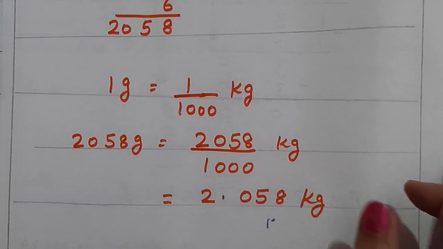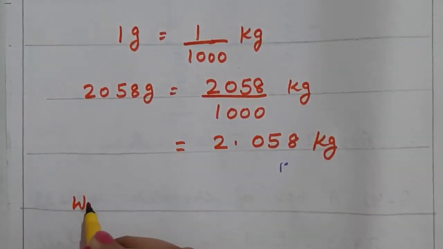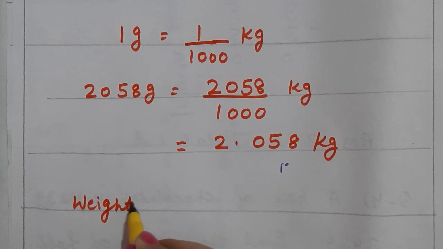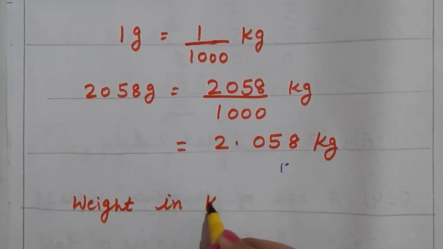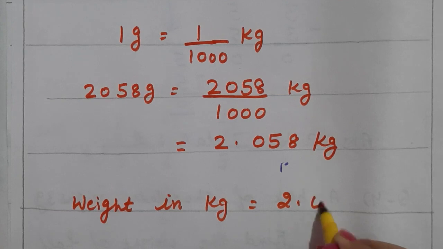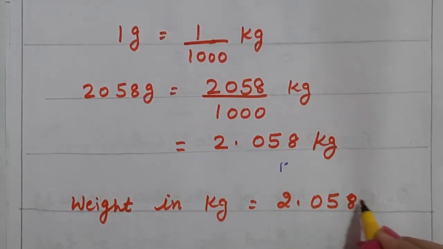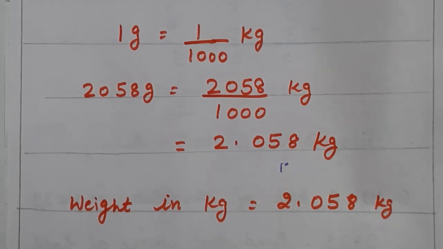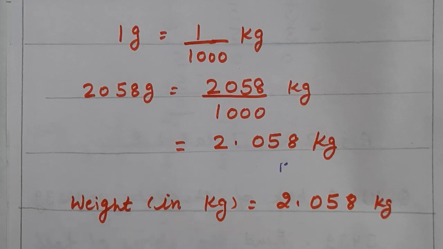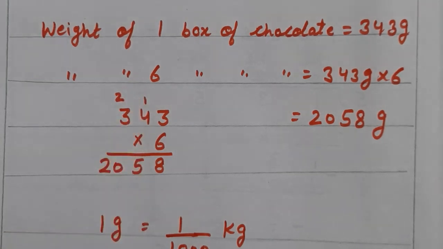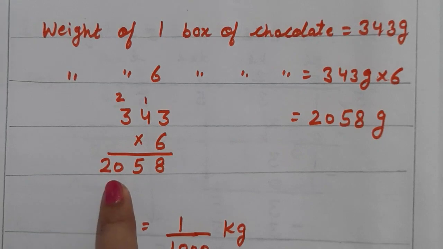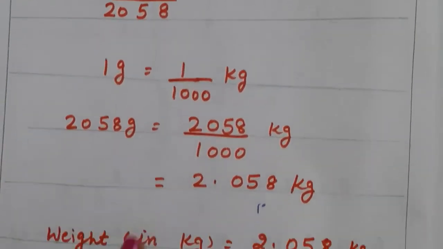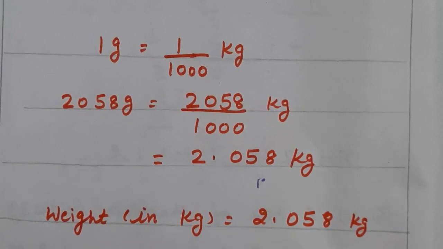So weight in kilogram is equal to 2.058. Or you can write down weight of 6 boxes of chocolate. That is also correct. So do all these things step by step. First of all, you will tell the meaning of half dozen, then the statement, after that multiplication, and then the conversion formula, and last you will write down the weight in kilogram. Got it?